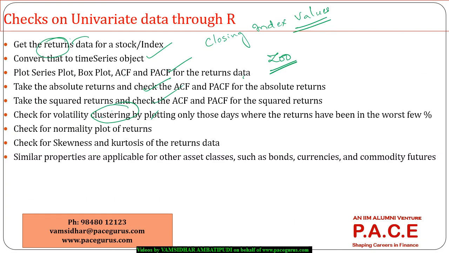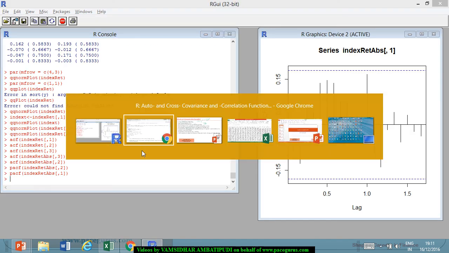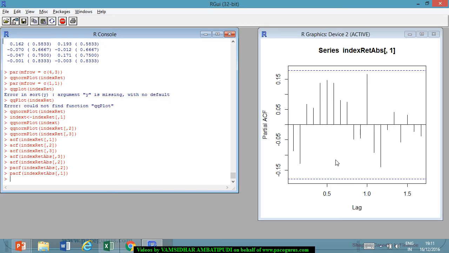I can actually plot only those days where the value is greater than the 20th minimum kind of stuff. Just like the way I have done in an Excel sheet, I can very well do the same thing in R, and based on that I can showcase the presence of volatility clustering in the data. We have looked at the normality plot of the returns. Based on that, we are able to say that the data is not normal.